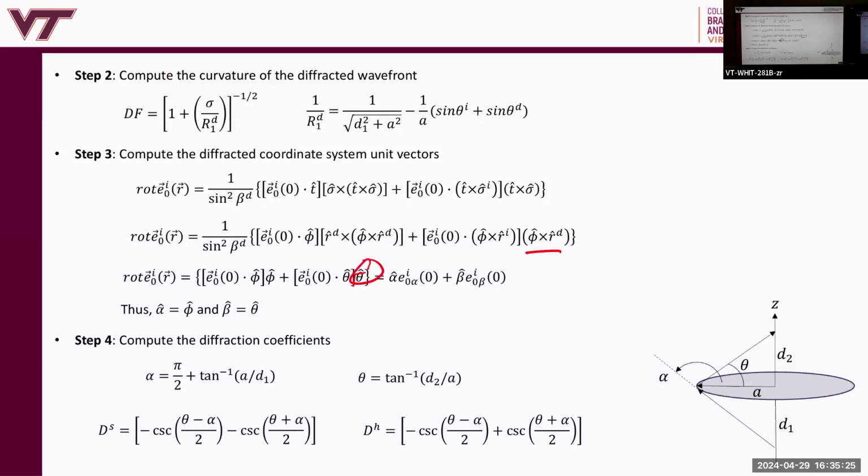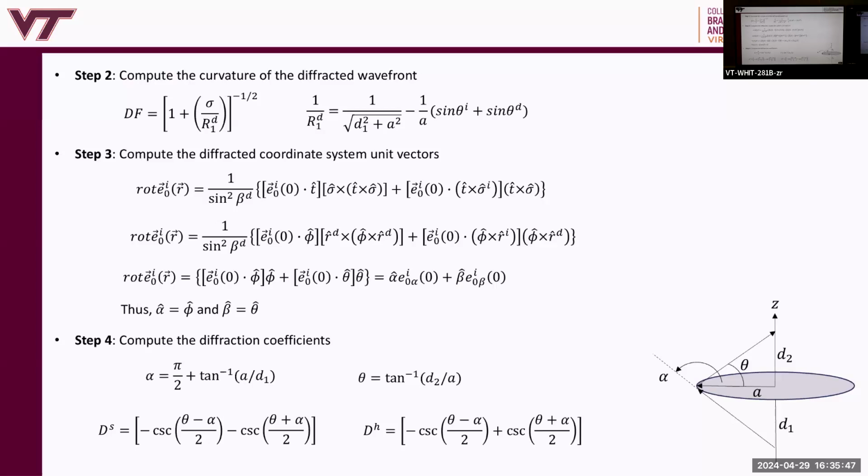Theta. So here's theta hat, and then we have theta E naught incident dotted theta. So it's obvious, right? So then alpha is phi, and beta is theta. So that's what we conclude from this. There's no rotation that's needed, is what that means, right? All right. Good. Now the diffraction coefficients.